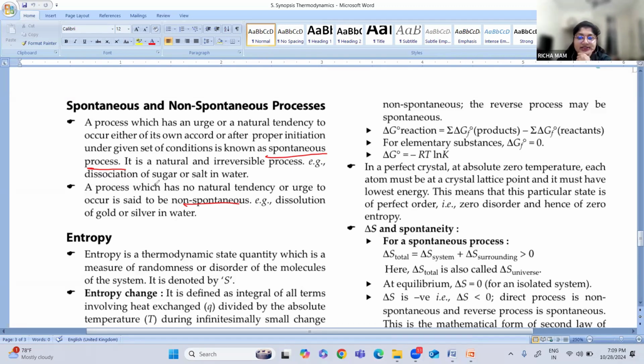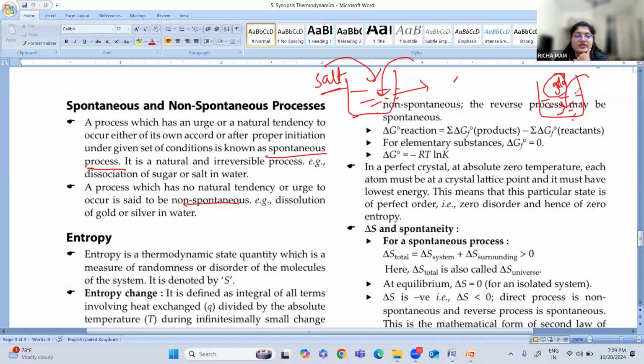For example of a spontaneous reaction, suppose you take a beaker, take water in that beaker and add salt. Without the help of a spoon also, the salt will get dissolved in the water. So this is an example of a spontaneous reaction. Now take a beaker, add gold in water. Will gold get dissolved in water? No. So this is a non-spontaneous reaction or process, because gold does not have that natural tendency to get dissolved. So these are the examples. Remember the examples, very important.